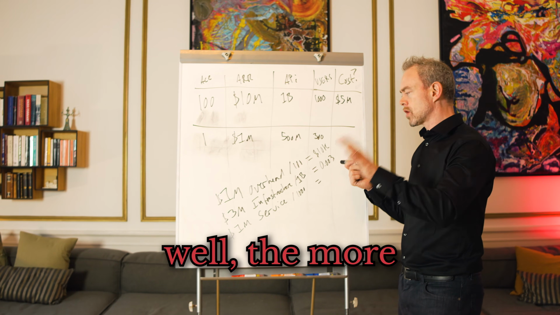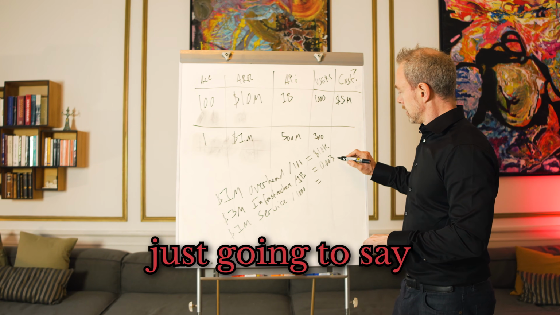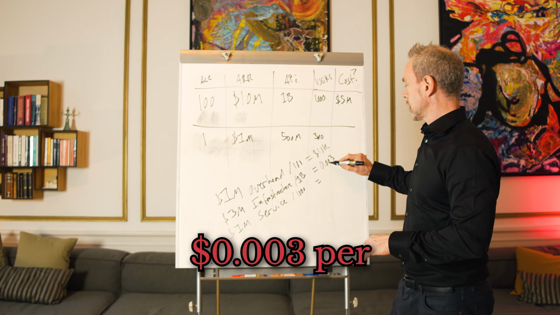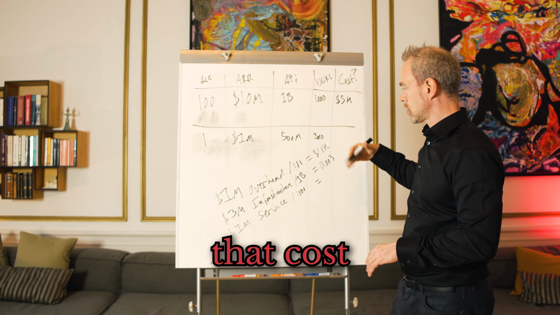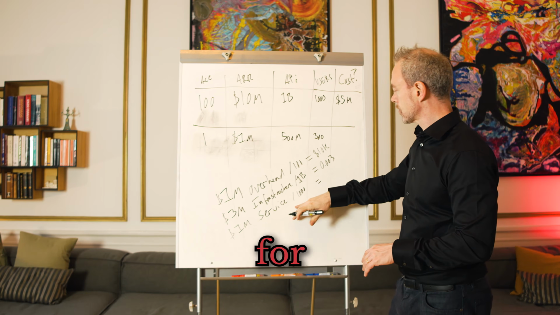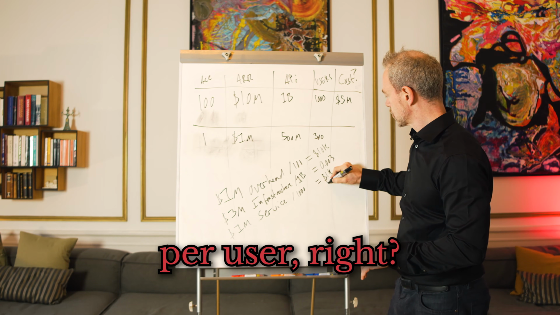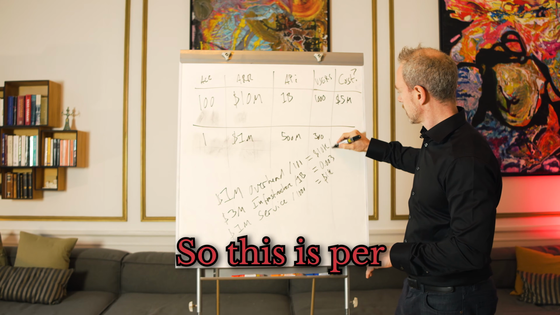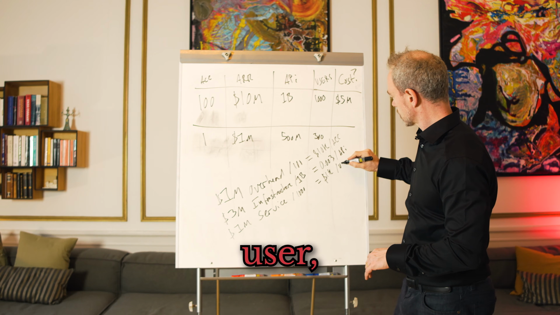So we say, well, the more API calls, the more of everything else, right? So we're just gonna say that we're gonna charge $0.003 per API call, just allocate that cost based on that volume. And then for the services, we're gonna say, well, that seems to be like 1K per user, right? So this is per account, this is per API, and this is per user.